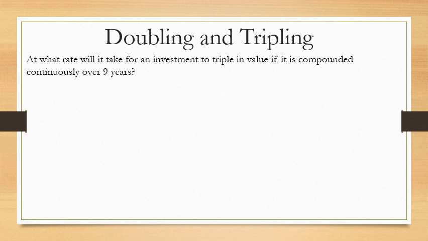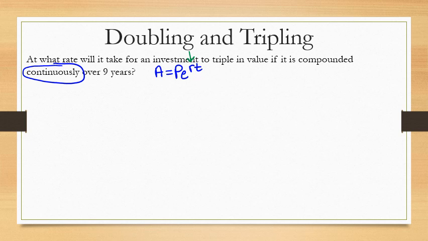All right, another doubling and tripling problem. At what rate will it take for an investment to triple in value if it's compounded continuously over 9 years? So right off the bat, I know I'm using this formula because it's compounded continuously. All right, I'm solving for the rate, so I'm solving for this value. So that means I need to have values that I can input for A, P, and T.